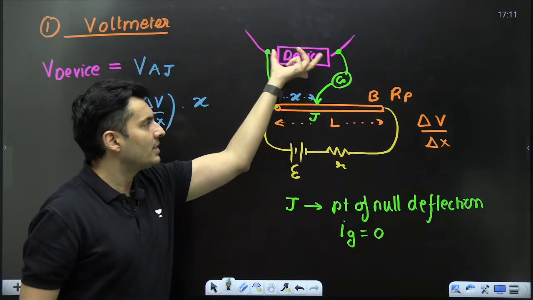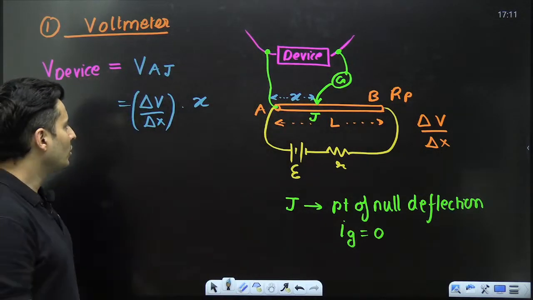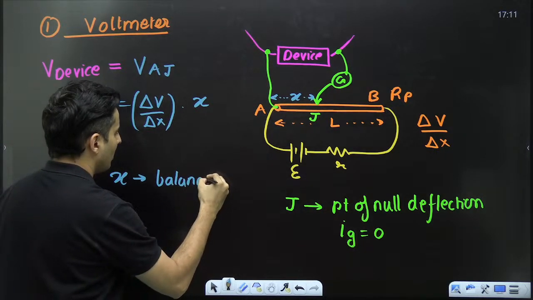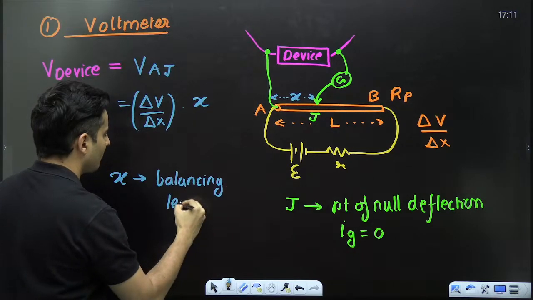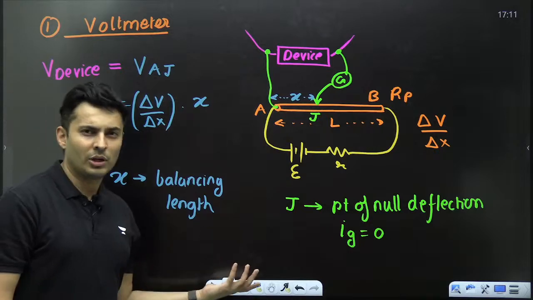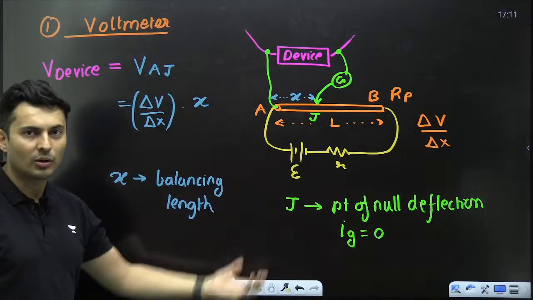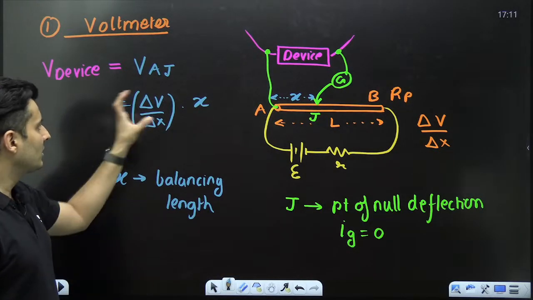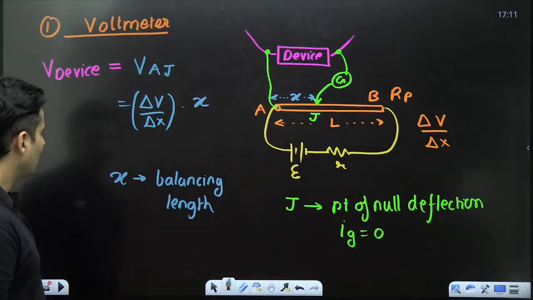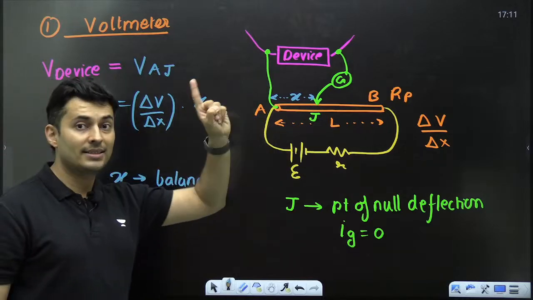And these 2 points voltage is these 2 points voltage. That's all. So usually this X is called the balancing length, or sometimes even called the length for which null deflection is obtained, whatever you want to call it. It will be very obvious in the question's language. So this is the formula to measure the voltage across any device. That's why finding delta V by delta X is very important.